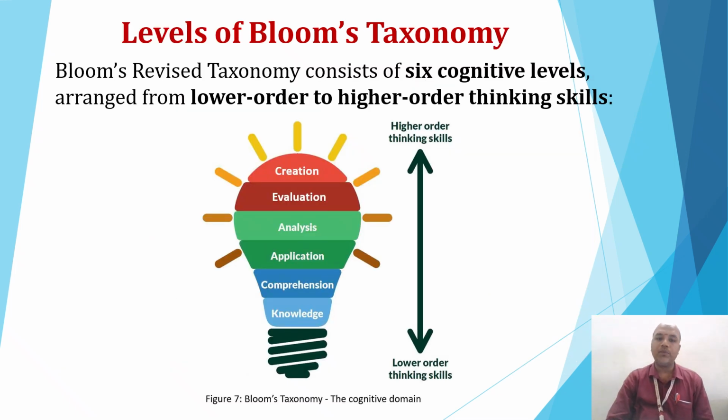Levels of Bloom's taxonomy. Bloom's revised taxonomy consists of 6 cognitive levels arranged from lower order to higher order thinking skills. Level 1, remember. That means knowledge recall. The purpose is to recall facts, terms, definitions, or basic concepts. The action verbs are define, list, name, identify, recall, and recognize.